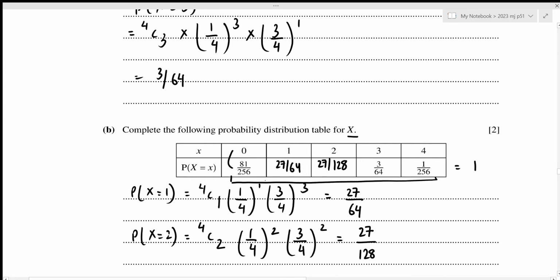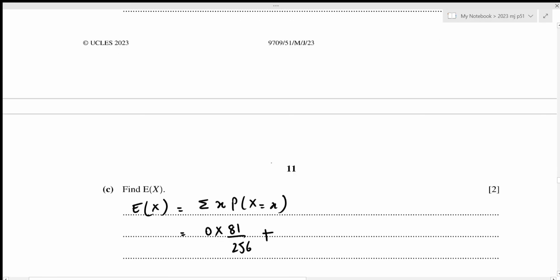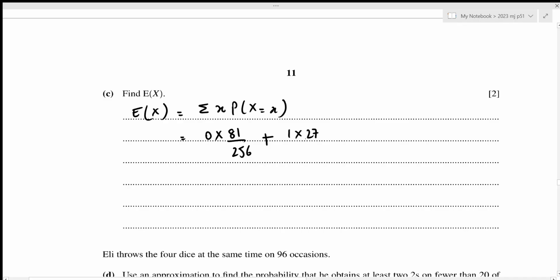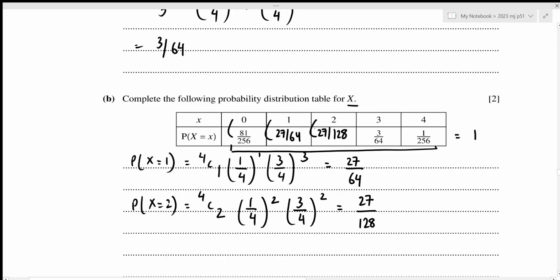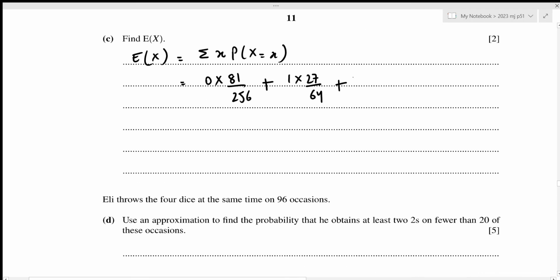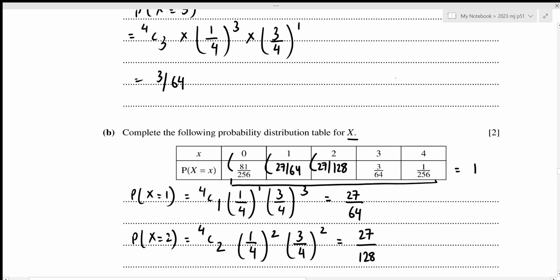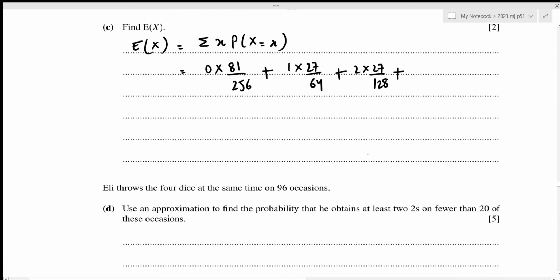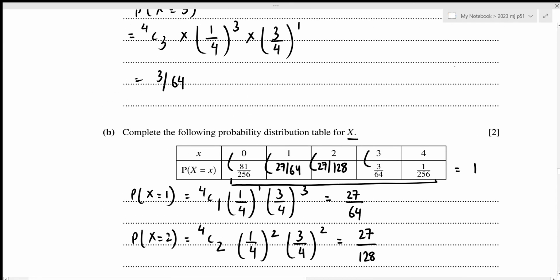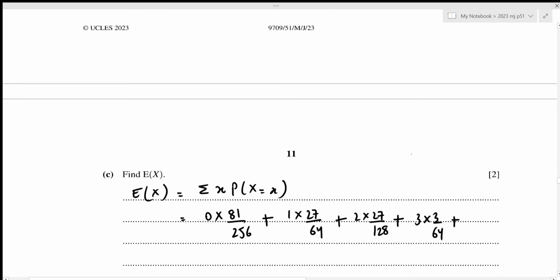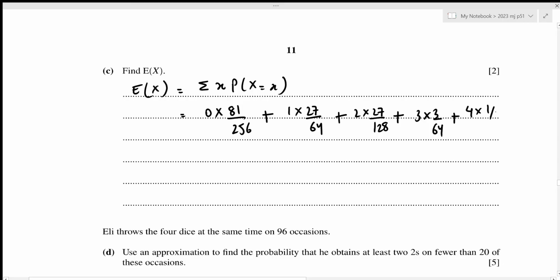plus 1 times 27 by 64 plus 2 times 27 by 128 plus 3 times 3 by 64 plus 4 times 1 by 256. Alright, and this results in our expectation of x having the value of 1.